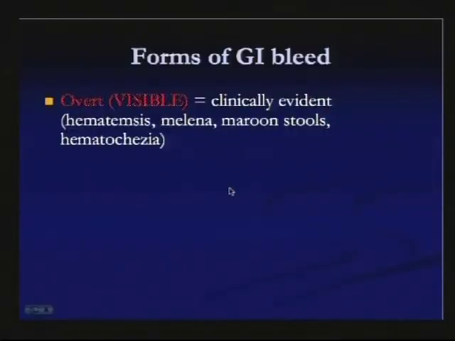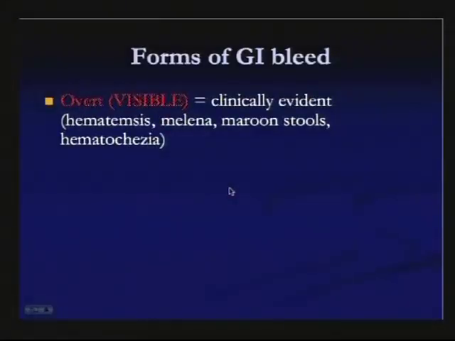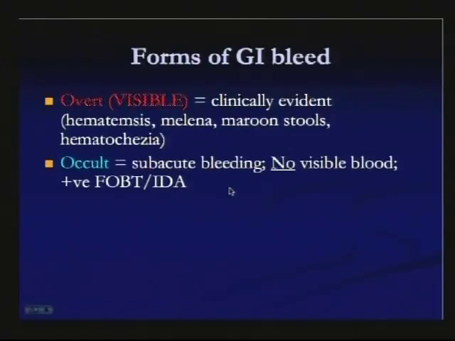Now, I'm going to define GI bleed. Defining GI bleed makes it helpful for us to address it and limits, in a way, the differential diagnosis. So overt is a sophisticated word for visible. It presents as hematemesis, vomiting blood; melena, passage of black stools; maroon stools, which are wine color; and hematochezia, blood per rectum. Occult is no visible blood, it's subacute bleeding.